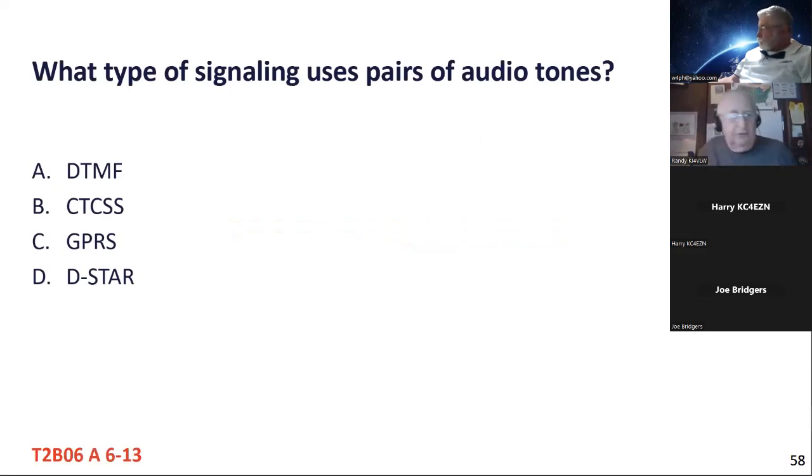All right. Questions. What types of signaling uses pairs of audio tones? Now, this is what we covered last week. Remember, the answer is A, DTMF. But remember that these are the keys for the DTMF right in here. And you can actually, on some microphones, turn that off and on. Okay, Howard. And the key to that, where they talk about pairs of things, the actual name is dual tone multifunction. Yep.